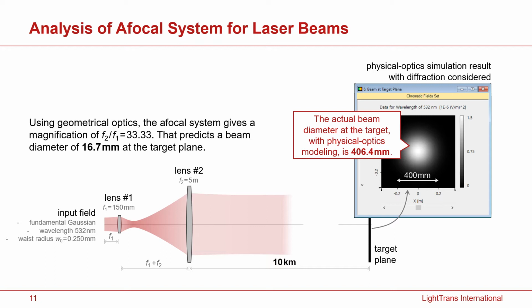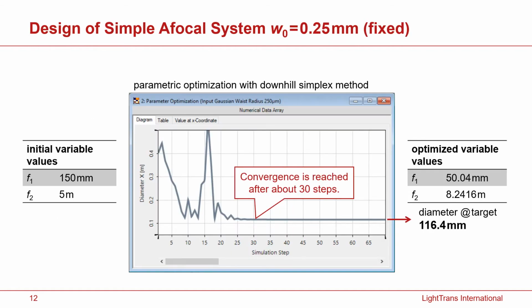And obviously for such cases, if you want to take the diffraction effect of a laser beam into consideration properly, you must work with physical optics. And it is the same for the design of such systems. You cannot just use geometric optics to try to optimize such an afocal system for a laser beam, for a guide star. It doesn't work. You must consider the diffraction effect in your design procedure.